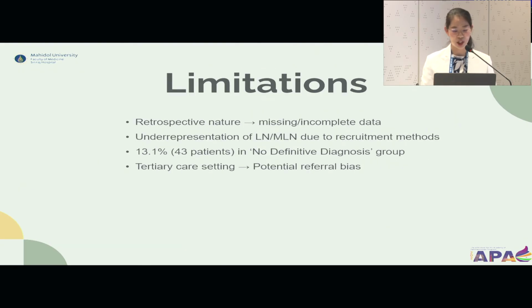There are some limitations, since it is a retrospective study and we have some missing data and underrepresentation of latent nystagmus due to the ICD code and how we find the HN code. However, we are conducting a second part right now.